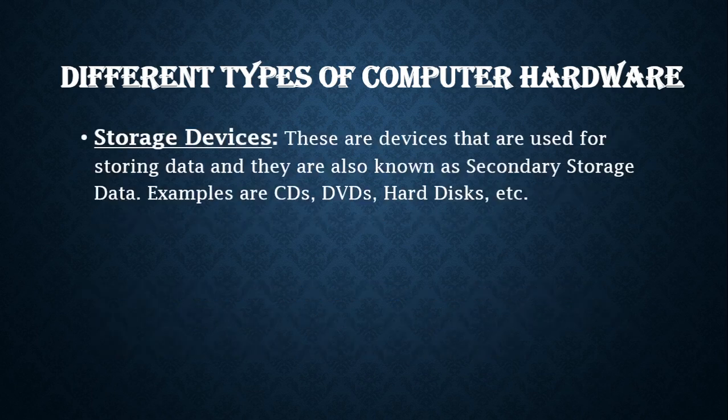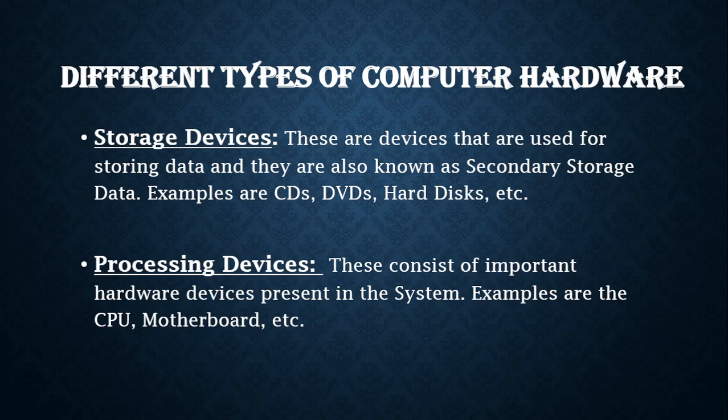Next in this category are the storage devices. These are devices that are used for storing data, and they are also known as secondary storage. Examples are CDs, DVDs, hard disks, etc. Storage devices are specifically known as secondary storage because we are going to store the data for long term use. So these may be CDs, DVDs, hard disks. Nowadays we have pen drives, so there are multiple devices on which we can store the data.